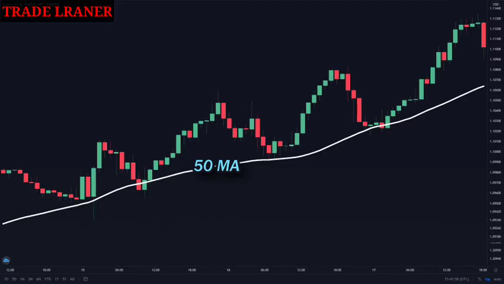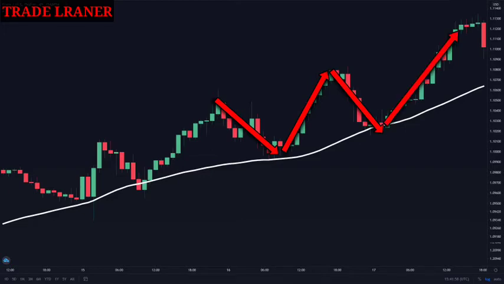And as you can see, the price made a pullback towards the moving average and traded higher. And that was an example of the price pulling back towards the moving average.